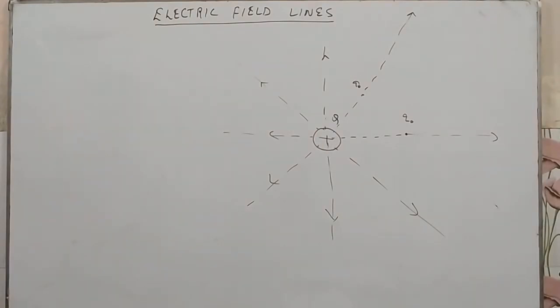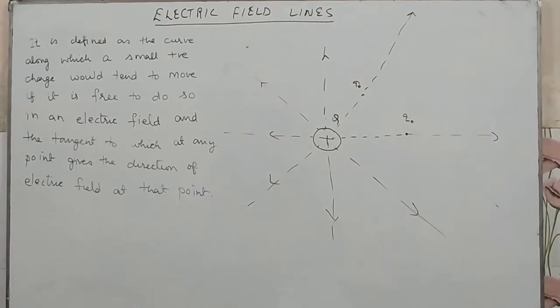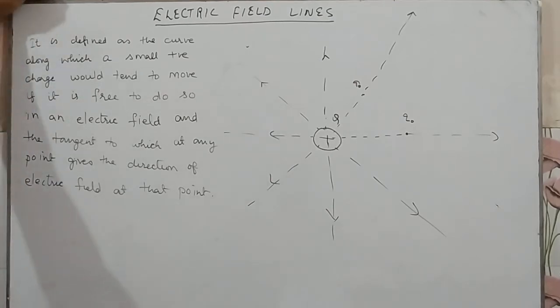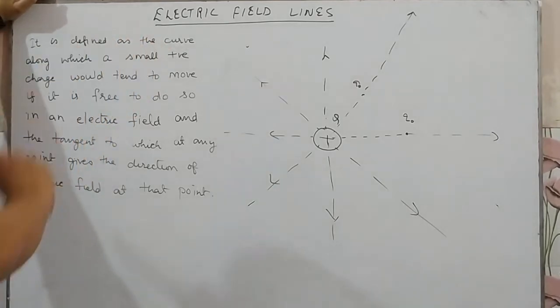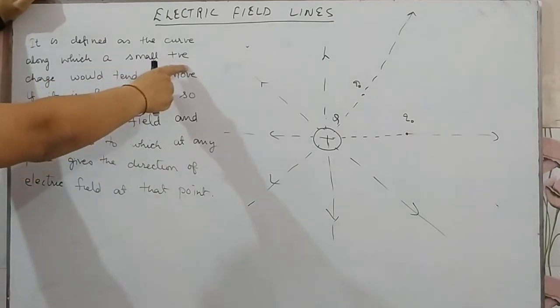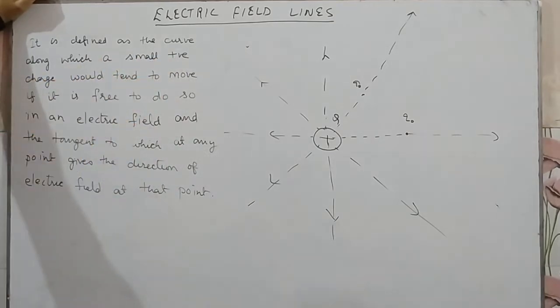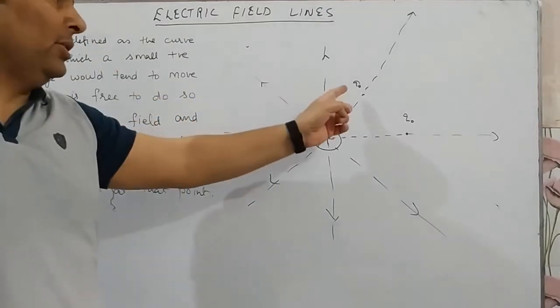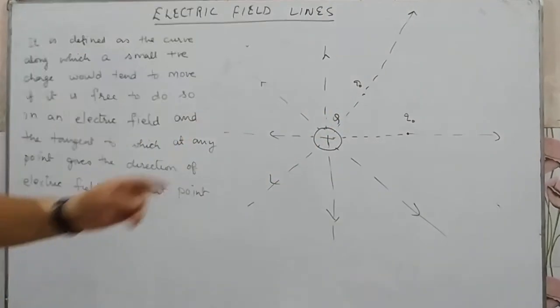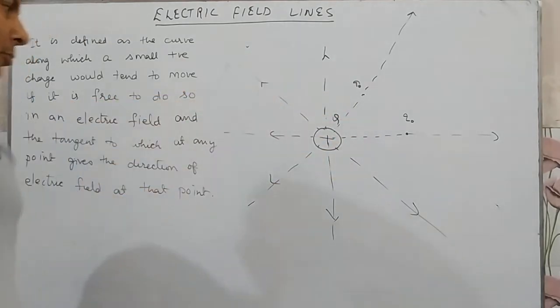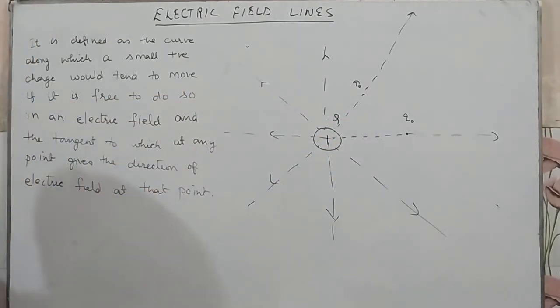And how is it defined? Let's go for the definition. As per the discussion, an electric field line can be defined as the curve or imaginary line along which a small positive charge would tend to move if it is free to do so in an electric field. In this case, the small positive test charge is Q naught, and it is placed in the electric field of capital Q.